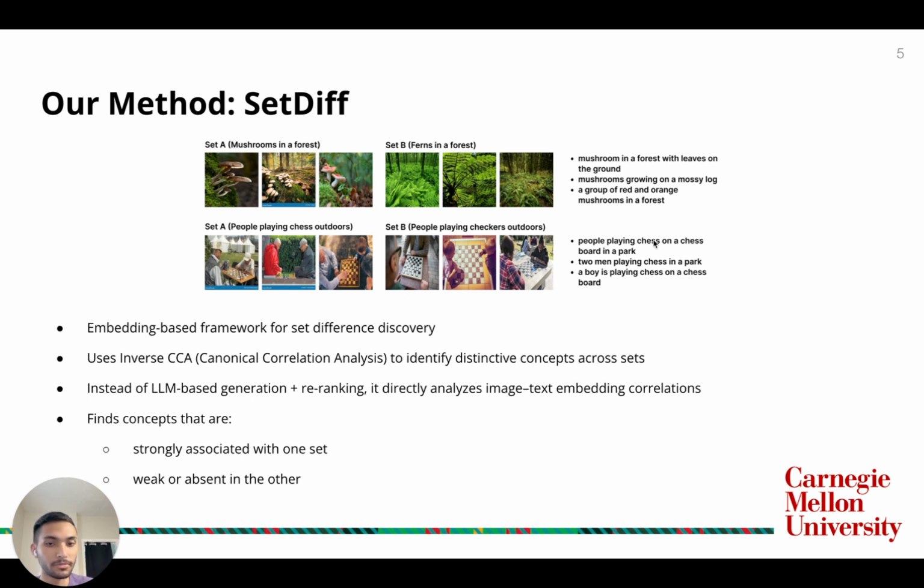It is an embedding-based approach for discovering differences between two image sets. We use inverse CCA on image and text embeddings to identify concepts that are strong in one set but weak or absent in the other set. Unlike prior work, we avoid LM-based generation and operate directly on embedding space, making it more efficient.